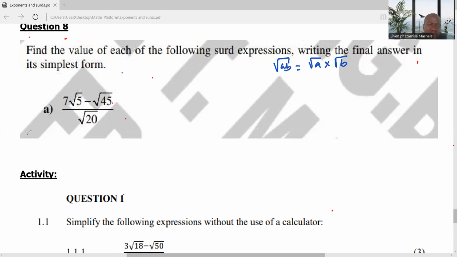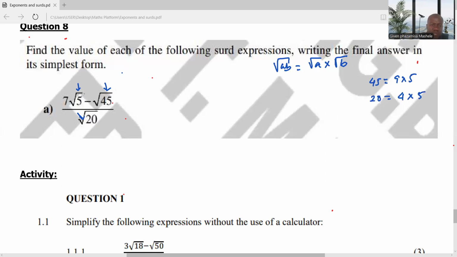Now, let's look here. Here we have 7 times the root of 5, here we have the root of 45, and here we have the root of 20. Let's look inside the radicals, or the root sign. What are the values inside these radicals? Here we have 5, here we have 45, here we have 20. Which one is the smallest number then? The smallest number is 5. It means we try to expand 45 to have 5 inside. And what is 45? 45 is the same as 9 times 5. And what is 20? 20 is the same as 4 times 5.